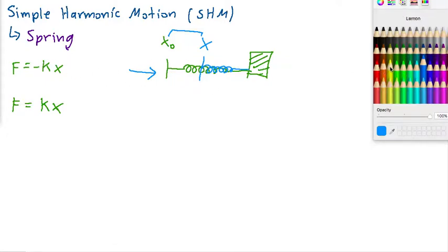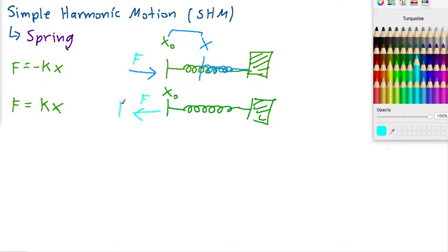And in this other circumstance, when it's equal to kx, you have your regular case, but instead of pushing into the spring, you are pulling out. So the force is being exerted outward here, and inward there. And then, of course, your new x would be somewhere outward.